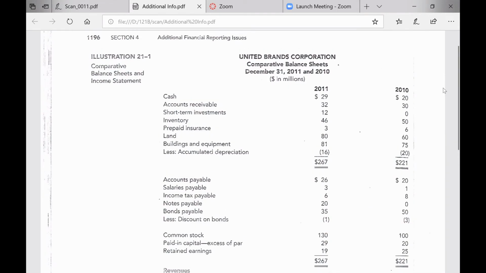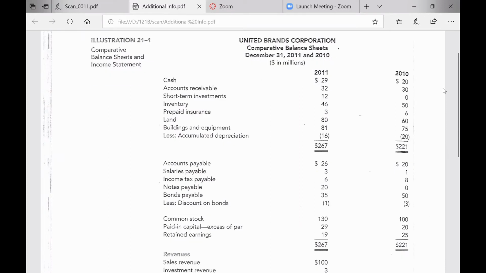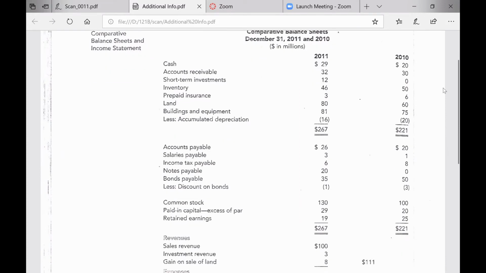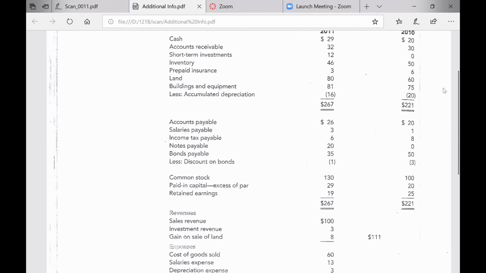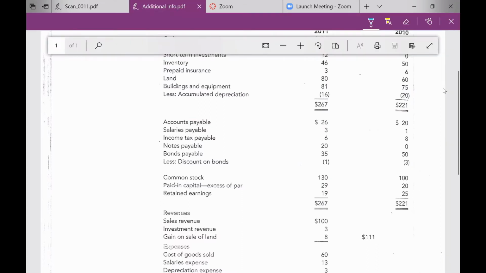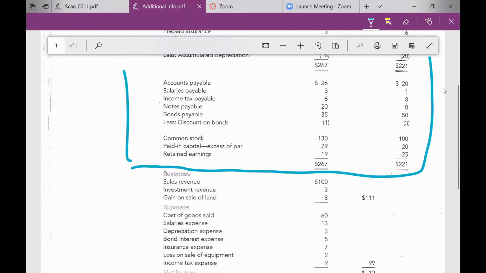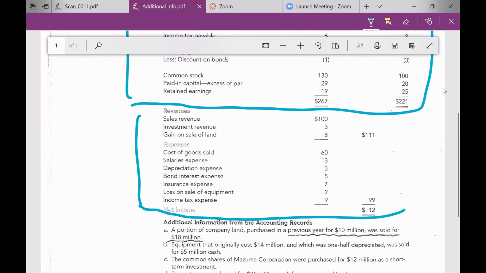So you can see here on the top, these are the balance sheets, right? Everything on the top. These are the balance sheets, and then we have the income statements. These are income statements. And then we have additional information. So we need this information to prepare cash flow statements.